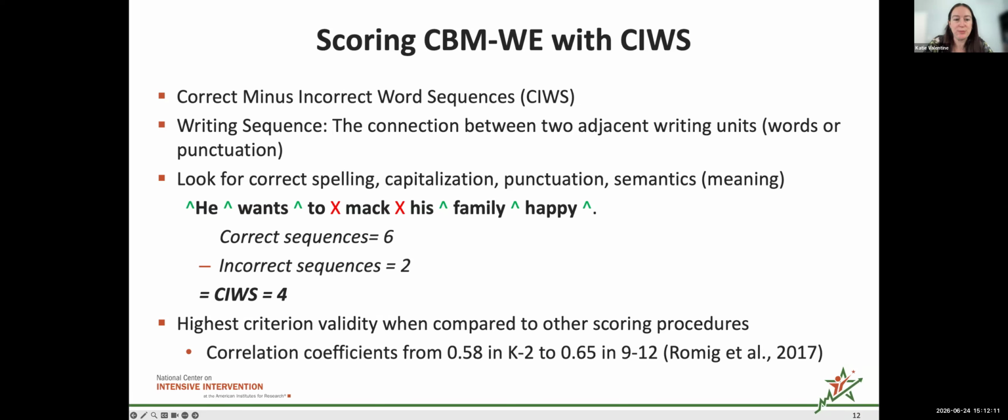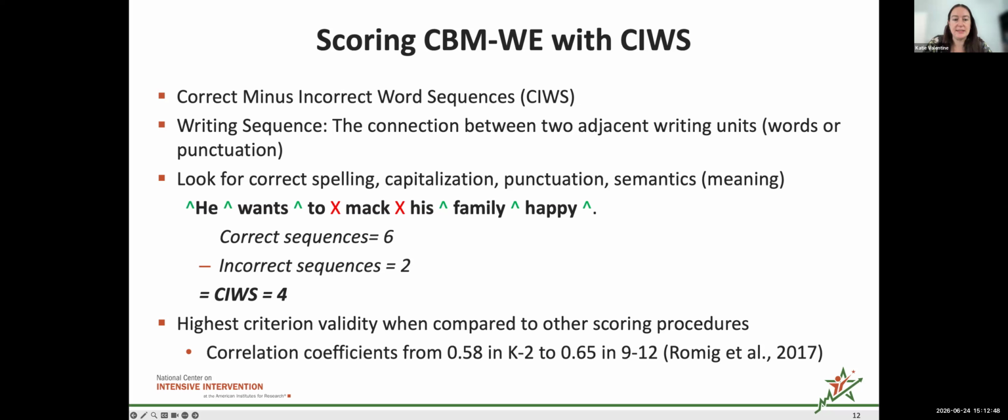So there are lots of different ways to score curriculum-based measures in writing. I am an advocate of the correct minus incorrect word sequences scoring procedure, and I'll give a very brief overview of it here because it will be a foundation piece for our error analysis in a moment. So CIWS, or correct minus incorrect word sequences, is a way of accounting for a student's total production and the accuracy in that production of their writing. And it's based around the idea of a writing sequence.